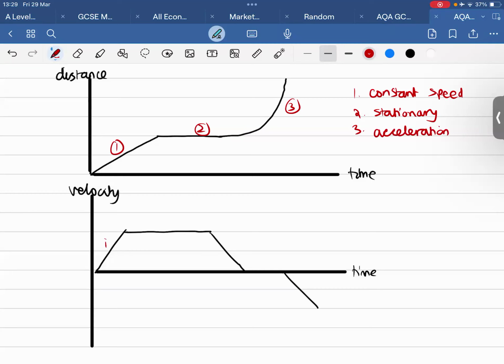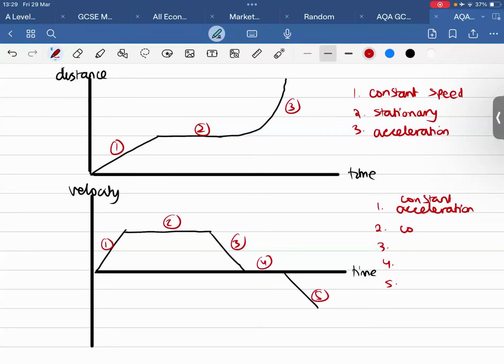But what about one on the velocity time graph? So at one, their speed is steadily increasing. So what's the word if your speed is steadily increasing? They're at a constant acceleration. Constant acceleration, yeah, because their speed is increasing, so they can't be at a constant speed. And two is a constant speed.